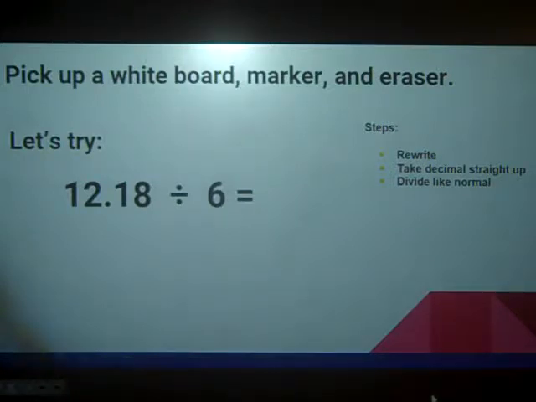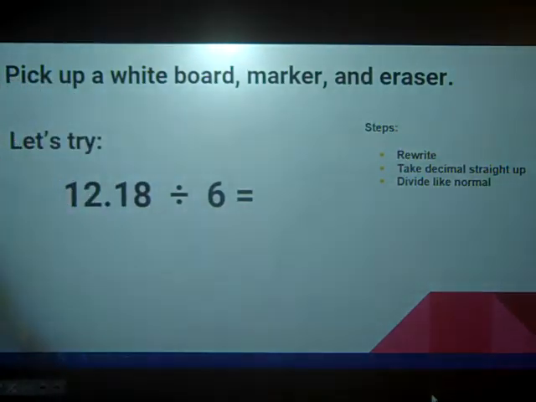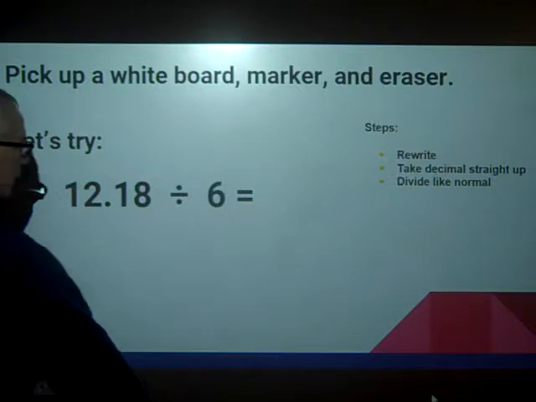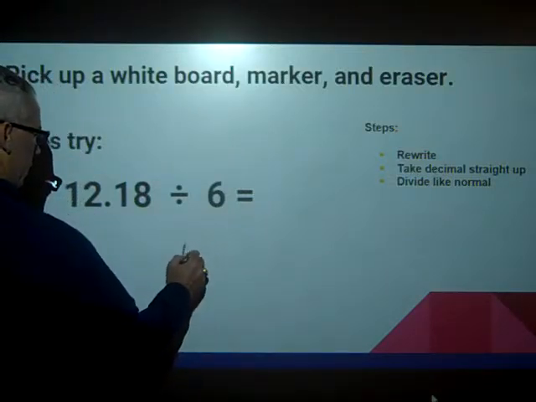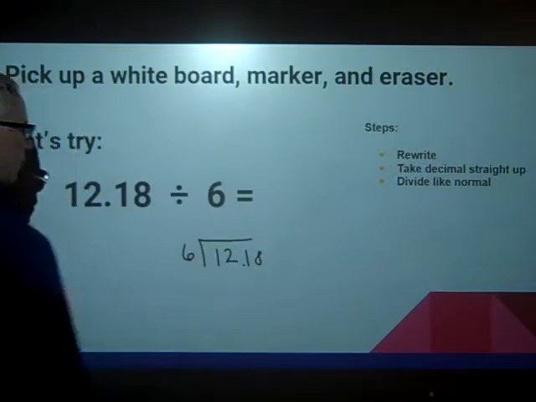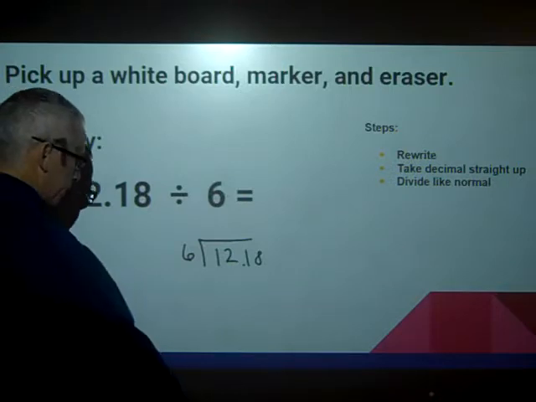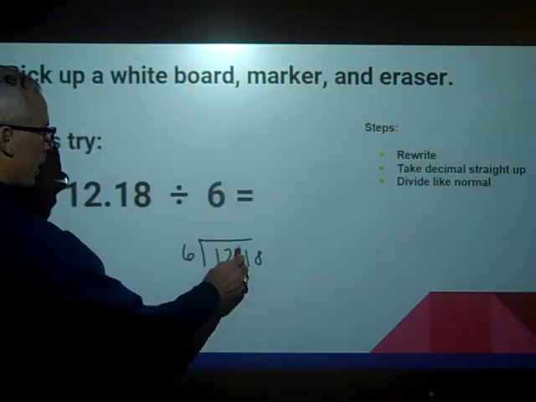All right, so we're going to start with 12 and 18 hundredths divided by 6. So first step is what? Rewrite it. So on your whiteboard, I want you to rewrite it with the division umbrella over it. That means we write it like this: 6 divided into 12 and 18 hundredths. Okay? Step 2 is what? To raise the dot. Raise the dot up.